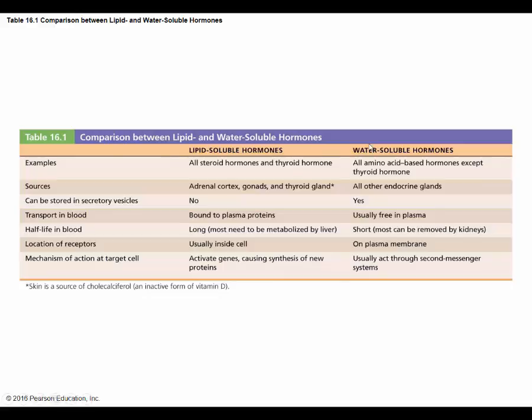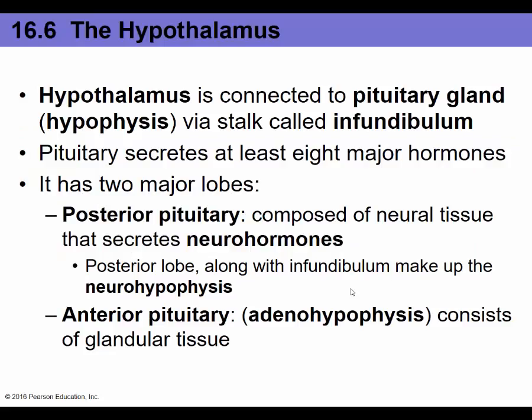So again, water-soluble hormones are stored in secretory vesicles like a fast food drive-up window, and they're transported free in the plasma, easily broken down as a result of that, so they have a shorter half-life. They cannot enter cells, so the receptors of the target cell are on the plasma membrane. This is a really good study tool for this one because this summarizes a lot of the information on the previous slide. So if you can cover one half and list what's going on, then cover the other side, you're good to go.